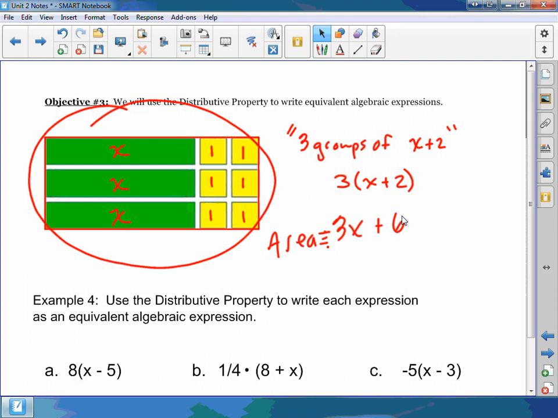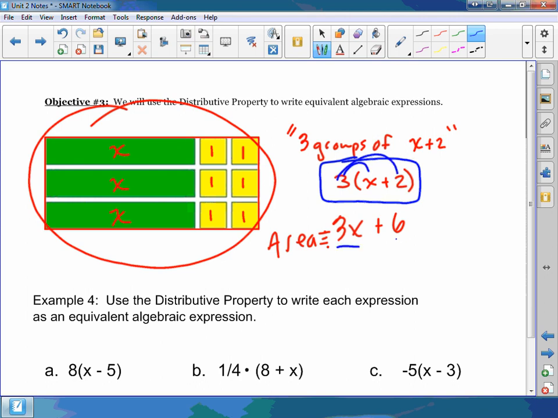But think about what we just talked about with the distributive property. If I took this expression right here and distributed it, 3 times x gives you 3x, 3 times 2 gives you 6. Okay, so you can see how the distributive property is connected with our activity today. And when you simplify these expressions, you're using the distributive property in order to do so.